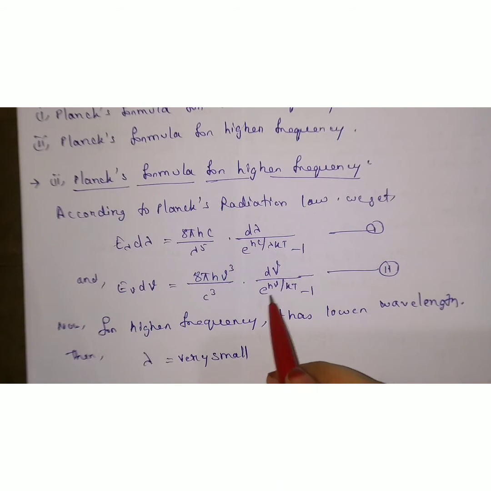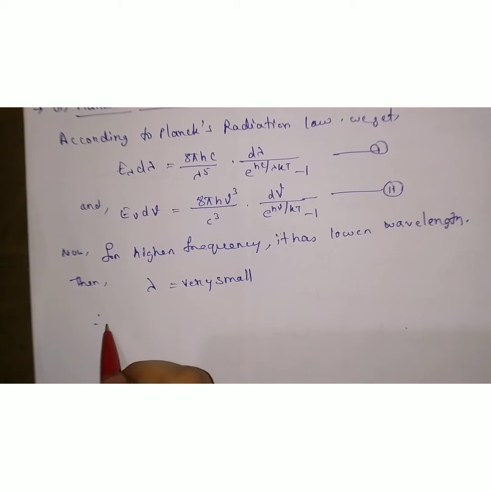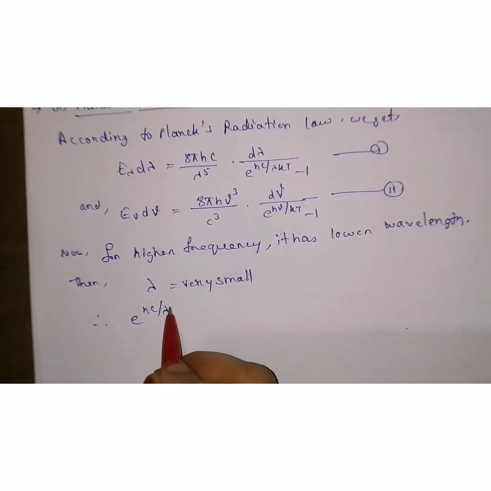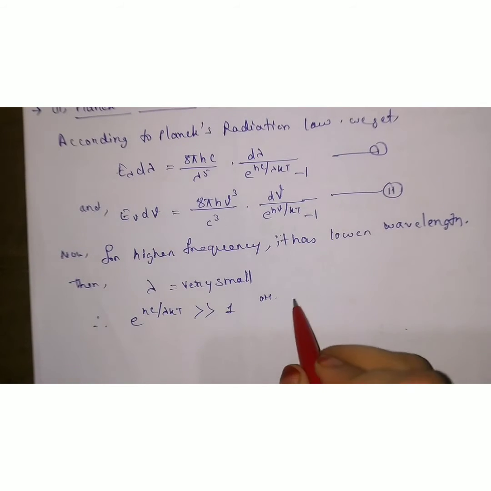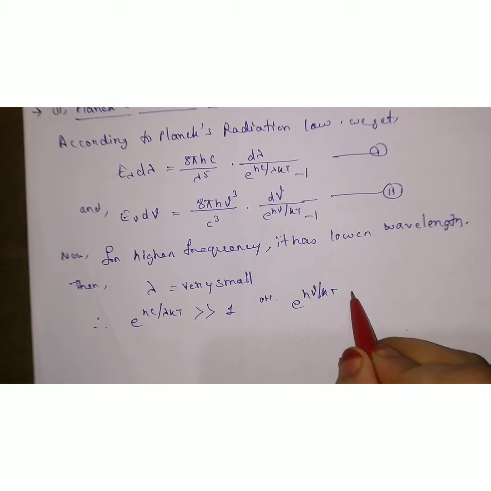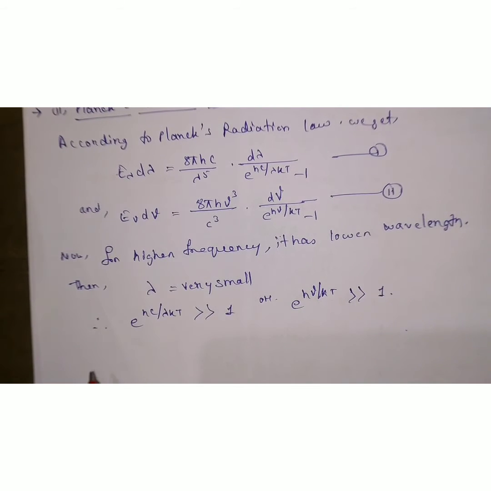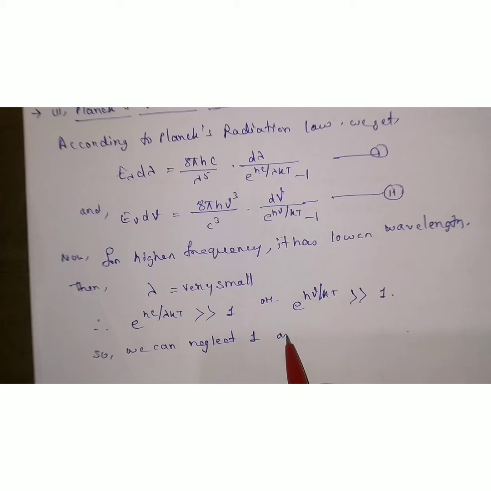On the other hand, e to the power h nu by kt will also be very large as compared to 1. Therefore, we can write e to the power hc by lambda kt is very much larger than 1, or e to the power h nu by kt is also very large than 1. So we can neglect 1, as it is very small.